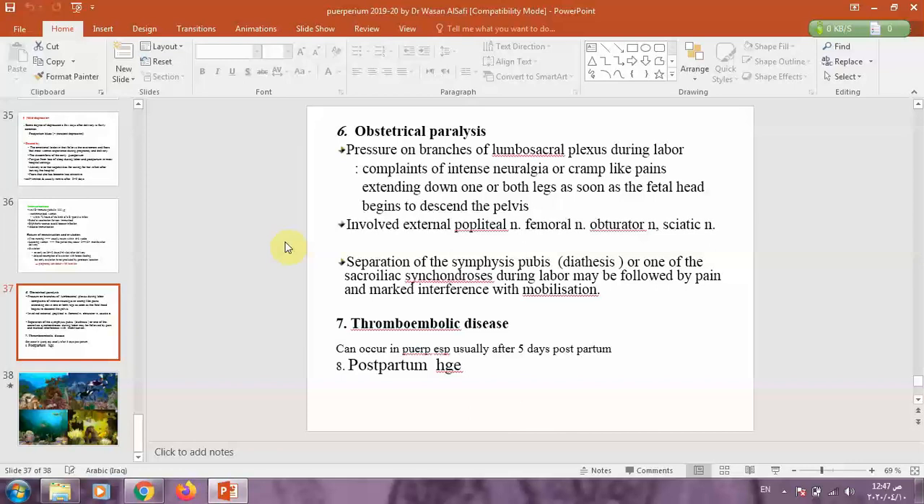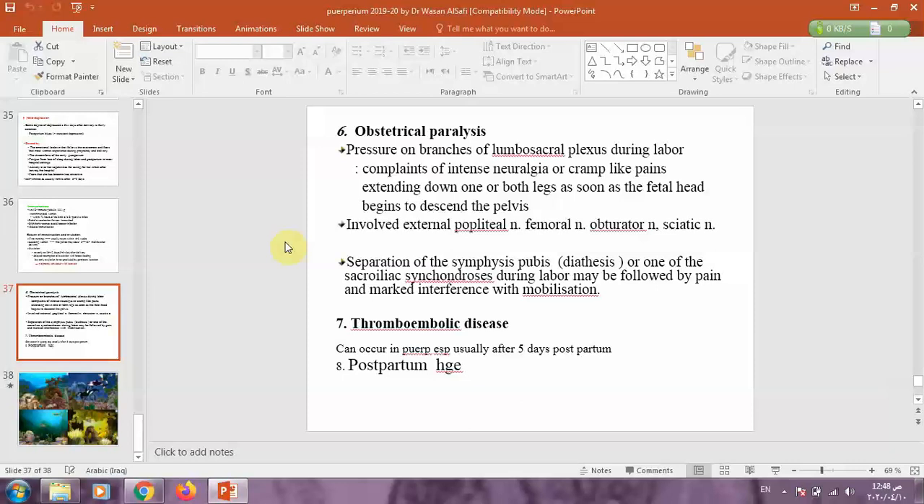Separation of the symphysis pubis, or diastasis, or of one of the sacroiliac synchondroses during labor may be followed by pain and marked interference with mobilization. The women may have a wobbling gait due to separation of the symphysis pubis.